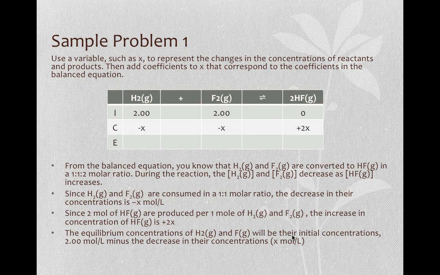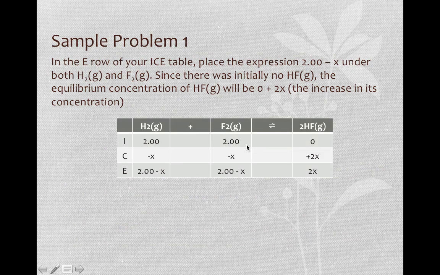Now we have one more section to fill in, and that's our equilibrium concentration. To solve for the equilibrium concentration, it's simply going to be your initial concentration added to your change in concentration. So we're going to have 2 plus minus x, which is simply 2 minus x for our concentration of H2 at equilibrium. For F2, it's going to be the same: 2 plus negative x, which works out to be 2.00 minus x. And HF is just going to be 0 plus 2x, which is just 2x.